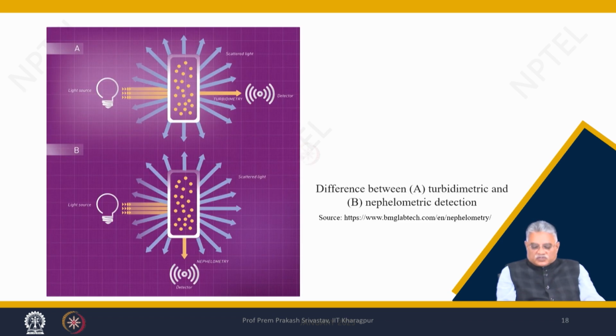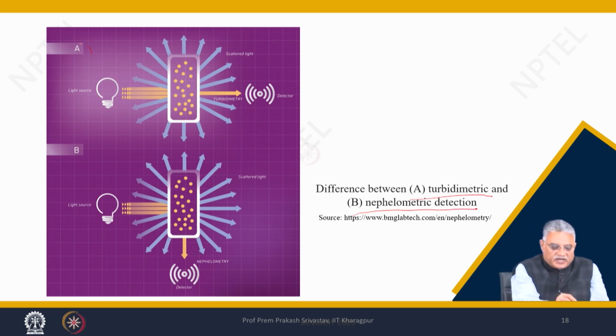This figure shows the difference between a turbidimetric and the nephelometric detection. Figure A shows the light source which directly falls on the suspension containing the microorganisms or the suspended solids, and transmitted light is measured. Here is the detector which measures the transmitted light only, but in the nephelometer it detects the scattered light. Here is the detector, it is placed at a 90 degree angle.